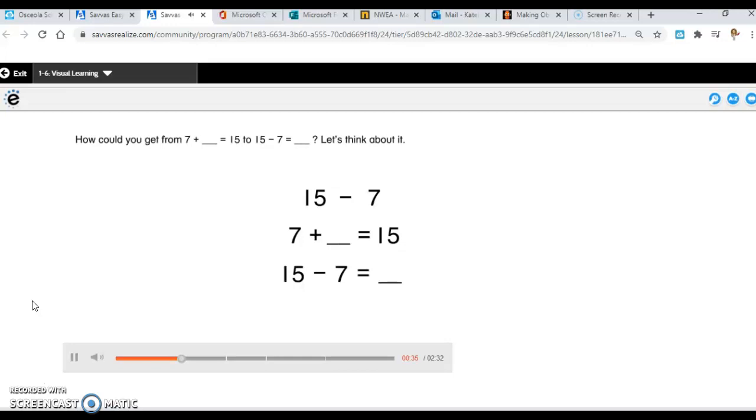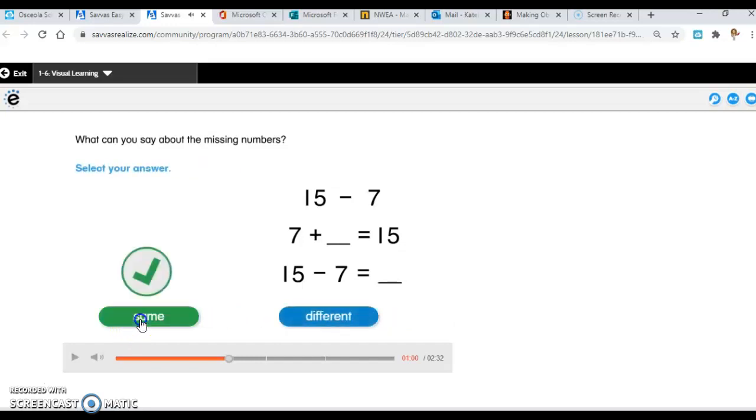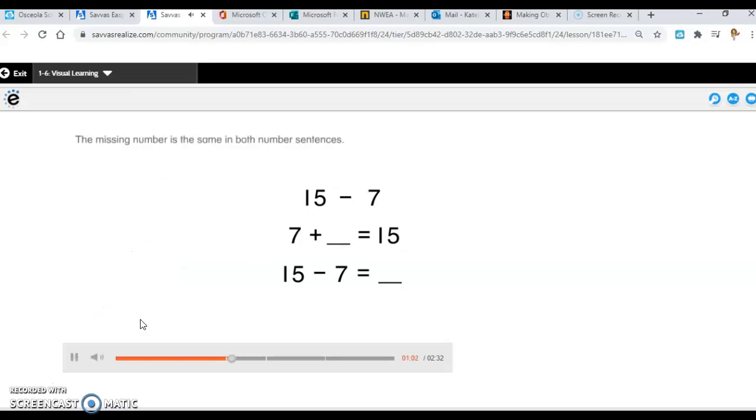How could you get from 7 plus blank equals 15 to 15 minus 7 equals blank? Let's think about it. 7 plus blank equals 15 is the addition fact that uses the same numbers as the subtraction fact. What can you say about the missing numbers? Select your answer. The missing number is the same in both number sentences.